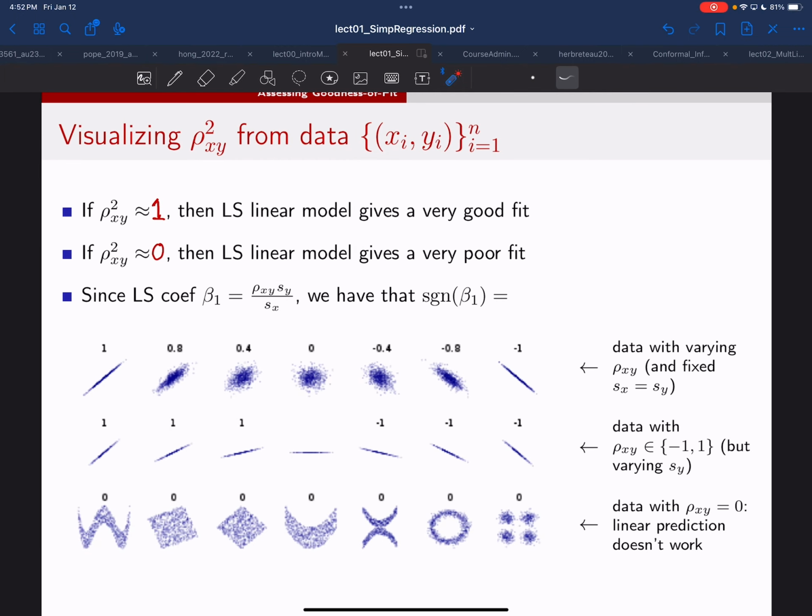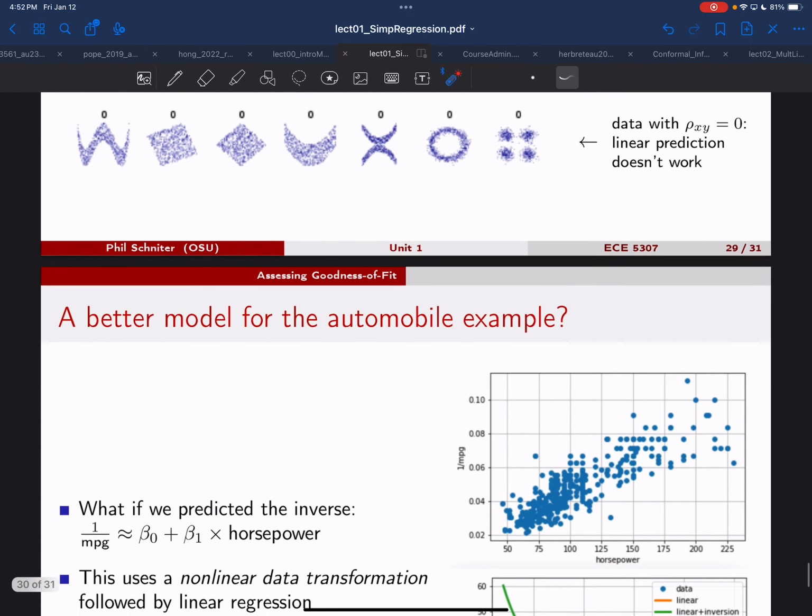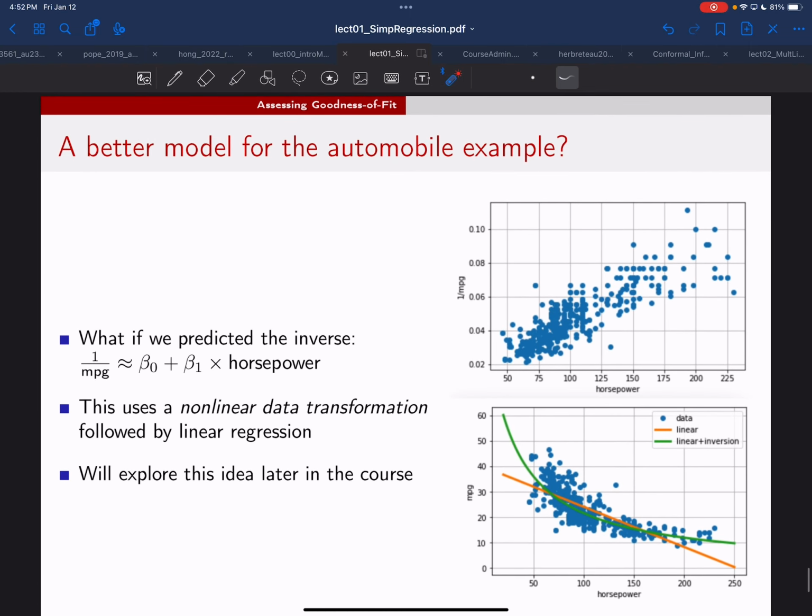Any last questions? Okay, and now just one more slide for this unit, but I want to convince you that even though least squares or linear regression seems really simple, with a little bit of tweaking, it can actually be really powerful. What I mean is, if you can do some sort of nonlinear transformation of your data so that after that transformation your data looks linear, then linear regression can be a really great thing to do. So here's an example where instead of predicting miles per gallon, we're trying to predict the inverse of miles per gallon. So this is now our model.